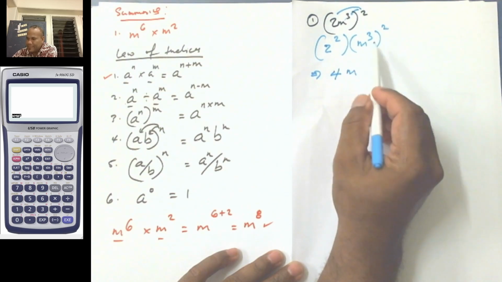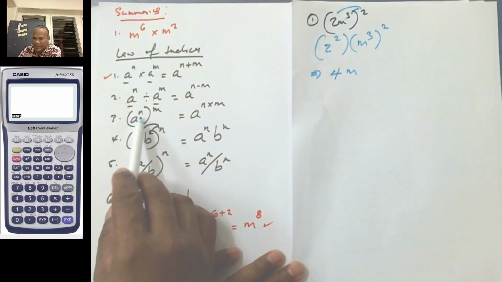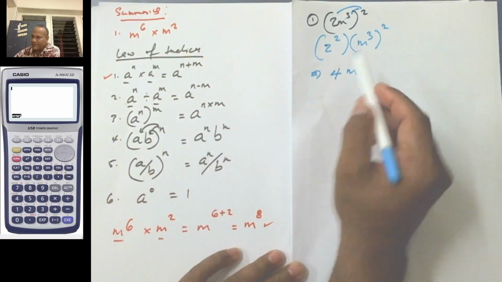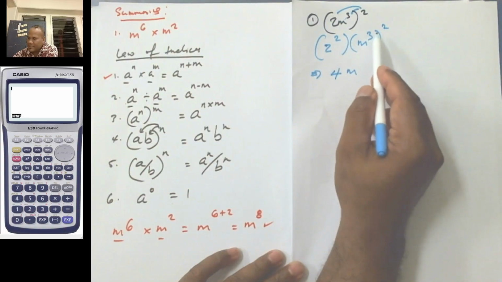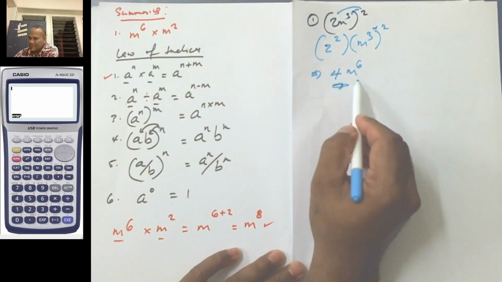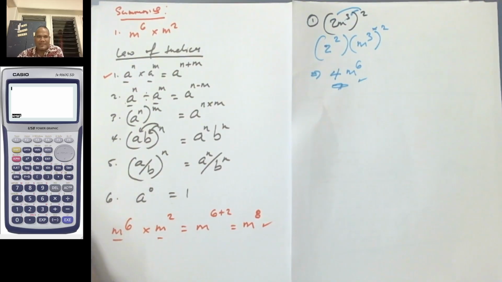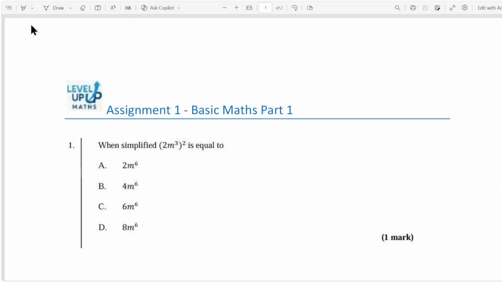This is m. A power raised to another power. What do we say about a power raised to another power? We multiply the powers. So this is 3 times 2, which is 6. So our answer is 4m to the power of 6. So let's have a look at our answer. A? No. B? Yes, it's 4m to the power of 6.